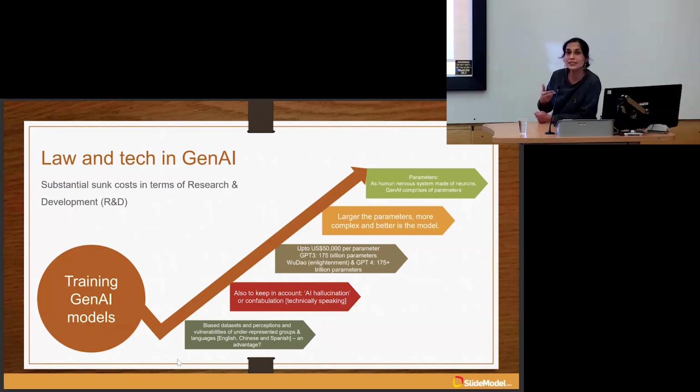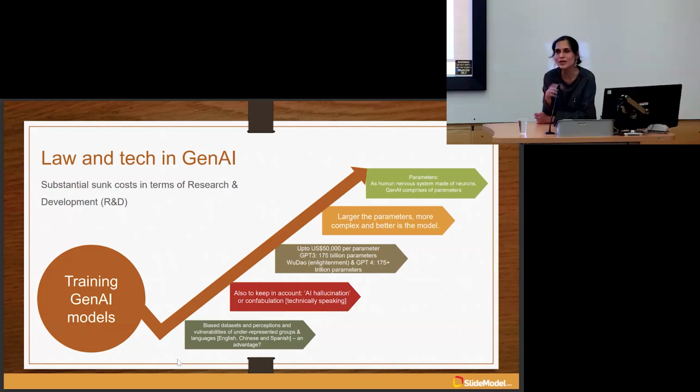So this is one of the reasons, and this is one of the major problems, which I call confabulation, technically speaking, or AI hallucination. Second limitation, which perhaps is an issue in GenAI that can be corrected by synthetic data sets, is that, as we know, there are perceptions and biases in human-generated data, right? That is what GenAI has so far been fed on. And these carry their own biases.